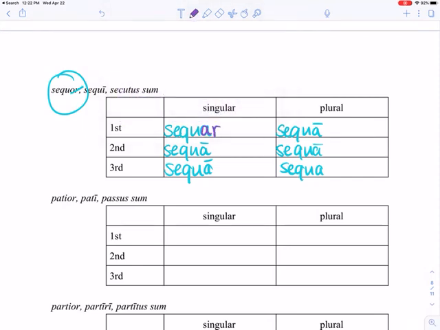So we have R, āris, ātor, āmor, āmini, sequantor. Okay, and again, first singular, third plural, no macrons. Okay, and eventually I will get it straight.